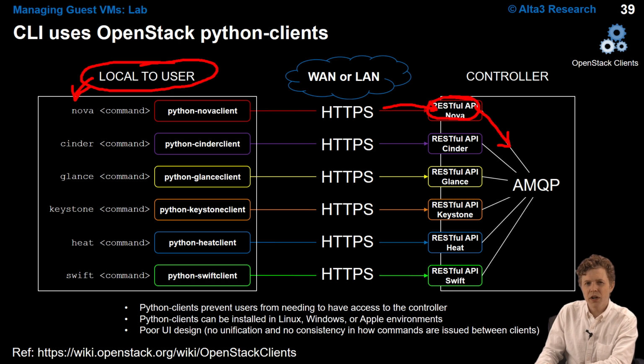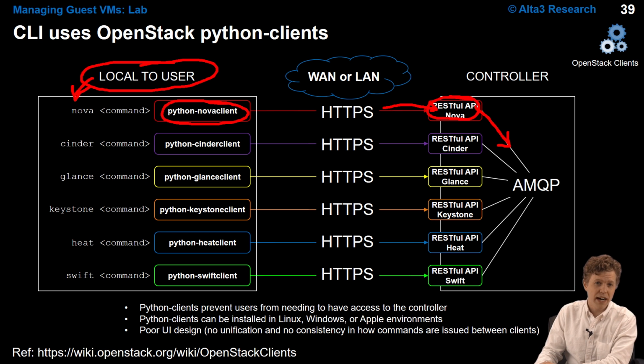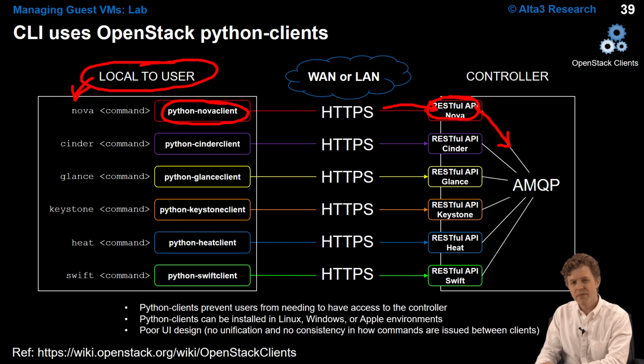Well, actually what I'm going to do is install some Python clients. And you can see at least in this slide, there's a one-to-one relationship. I have a Nova Python client or a Python Nova client that speaks to Nova API. I have a Python Cinder client that speaks to Cinder API. I have a Python Glance client, I have a Python Keystone client, I have a Python Heat client, I have a Python Swift client, right?